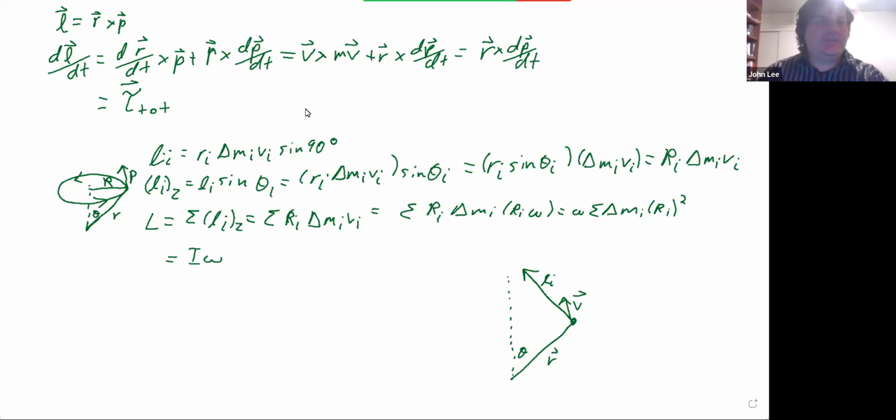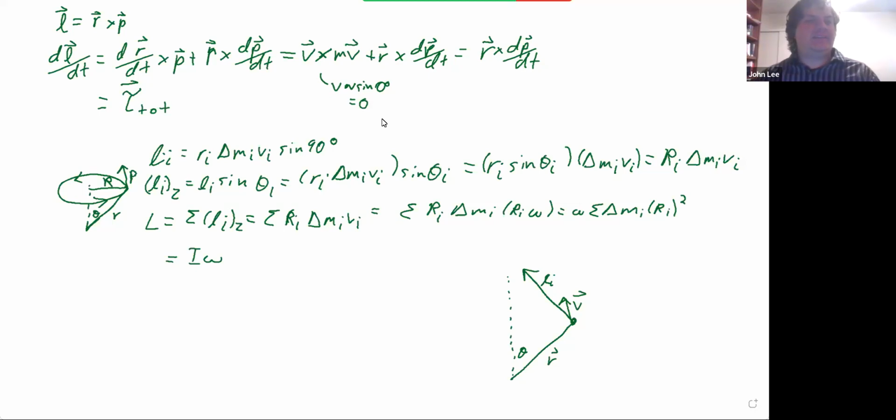So dL/dt equals dr/dt cross p plus r cross dp/dt by the product rule, which is just v cross m v plus r cross dp/dt. V cross mv is going to be equal to 0 because r v times sine of 0 degrees is equal to 0. So it just becomes r cross dp/dt, which is equal to torque.